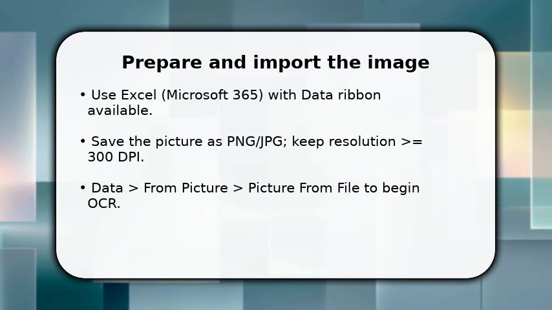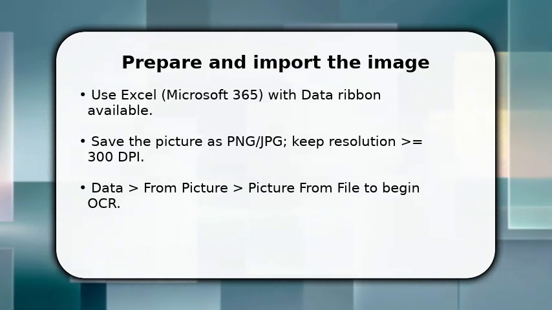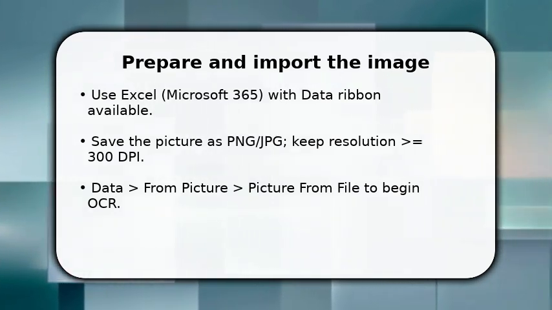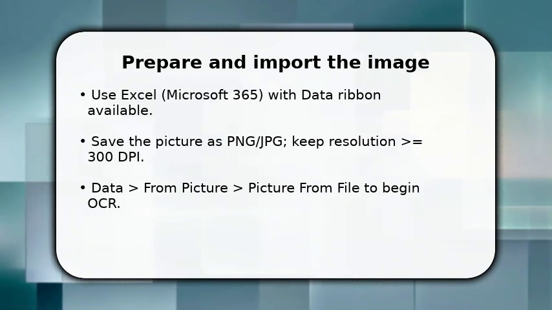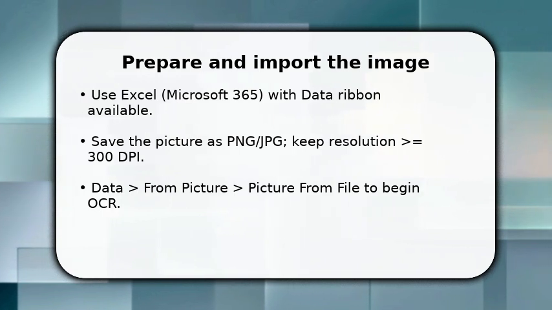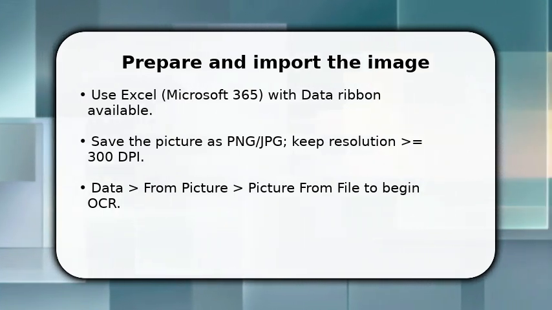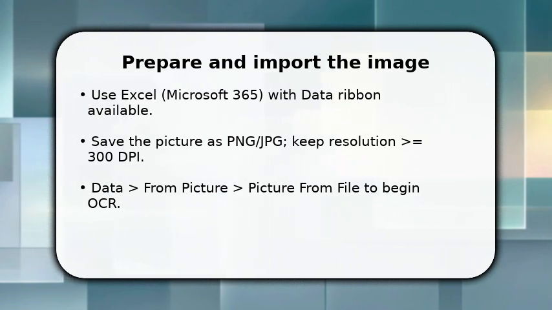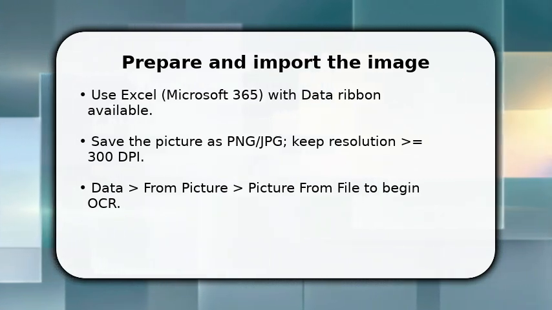You'll start by placing the image where Excel can read it. Open Excel with the data ribbon visible. Make sure you're on Microsoft 365 or a build that supports From Picture. Once done, save the photo as PNG or JPG at a high resolution so details survive OCR.